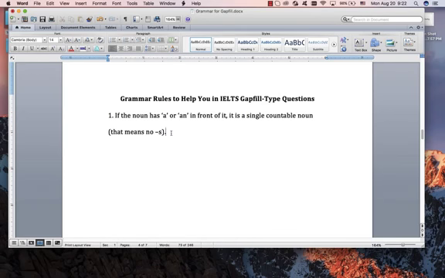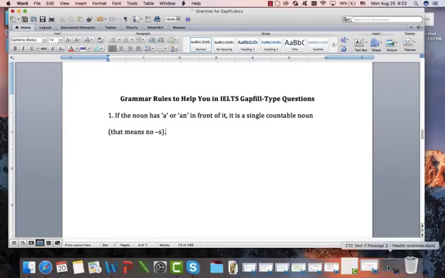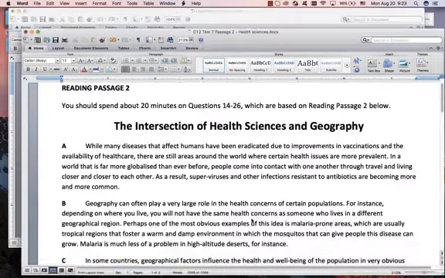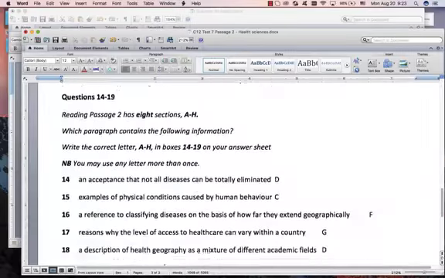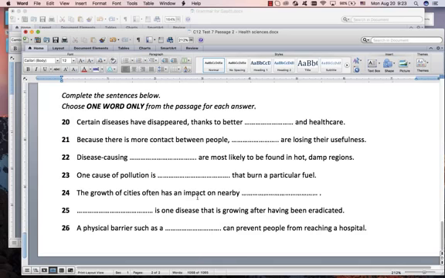So let's look at 1 or 2 examples of that from readings from Cambridge 12. So this is the intersection of health sciences and geography. It was a passage 2 from Cambridge 12, and there was a nice big gap fill there.